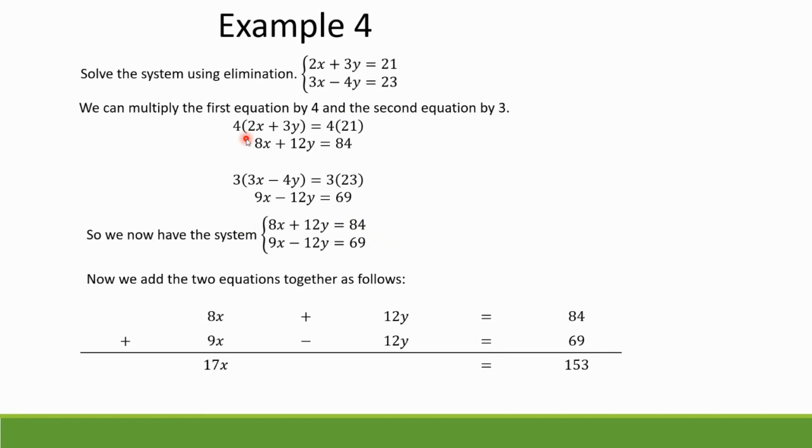So for the first equation, I'm going to multiply by 4. So we distribute. We get 8x plus 12y is 84. For the second equation, as I just said, I'm going to multiply by 3. We get 3 times 3x, that's 9x, minus 12y is 69. And what does that do? Well, it gives us a brand new system, as you can see.